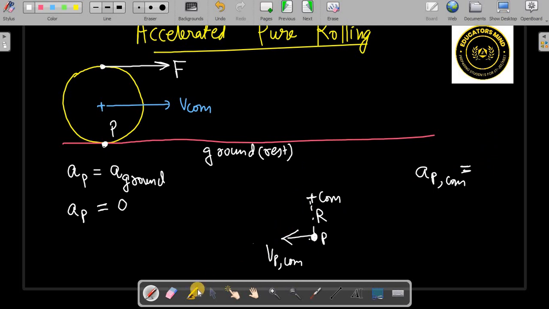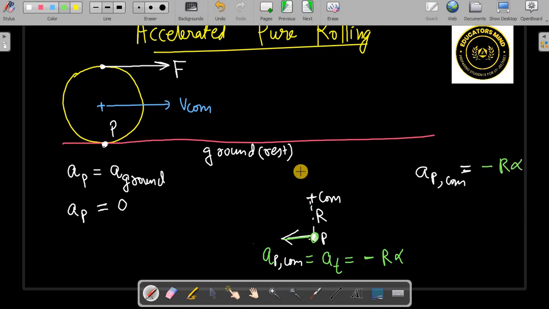But what is the tangential acceleration, in the direction of velocity? Let us consider the tangential direction, in the direction of the tangent. The acceleration of P with respect to center of mass, that is the tangential acceleration, is r into alpha, and it is going towards the left side, so you can keep a minus sign here. So that is minus r into alpha.